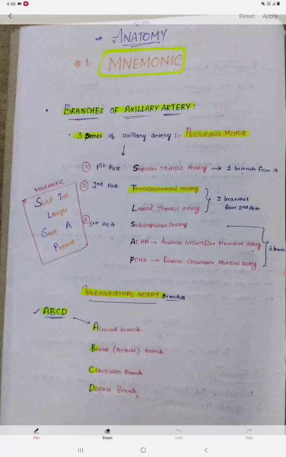So in this session we are going to discuss the axillary artery. Okay, so the branches of the axillary artery. To remember this we have a mnemonic. So this is a mnemonic session, right?